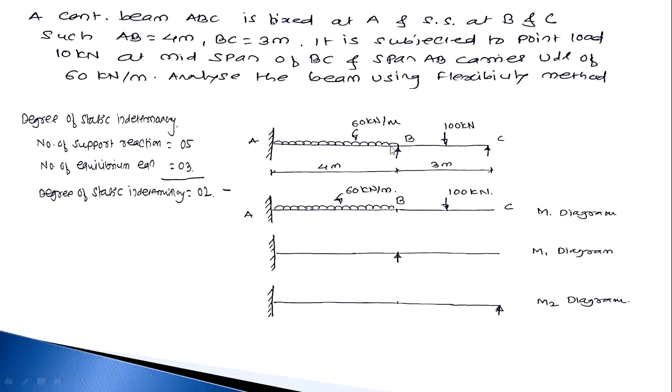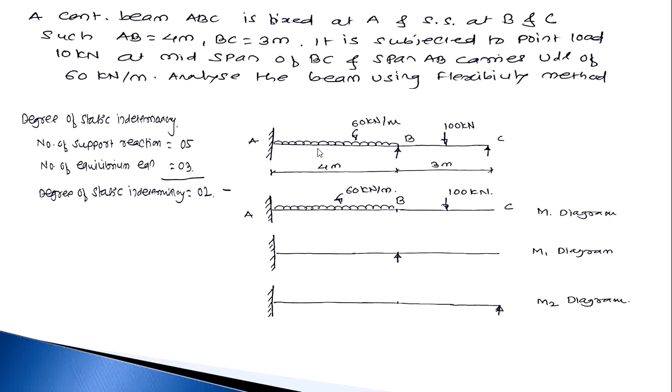So basically this is an indeterminate structure because of the number of reactions for this particular beam. At support A, which is fixed, that is 3 unknowns. At support B, that is a simple support, there is 1, and at support C, simple support, that is 1. That is 3 plus 1 plus 1, that is 5. Number of support reactions becomes 5, and we know that the number of equilibrium equations is 3. So the degree of static indeterminacy becomes 2, that is 5 minus 3 is 2.